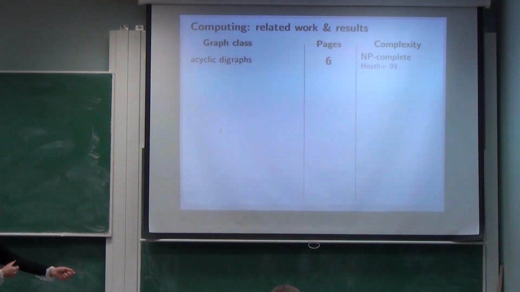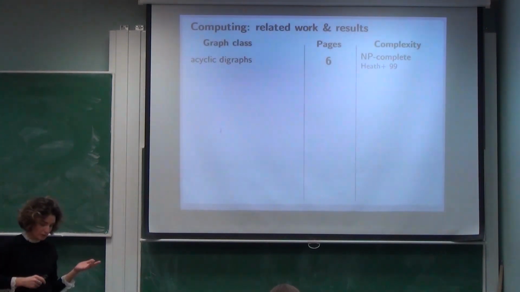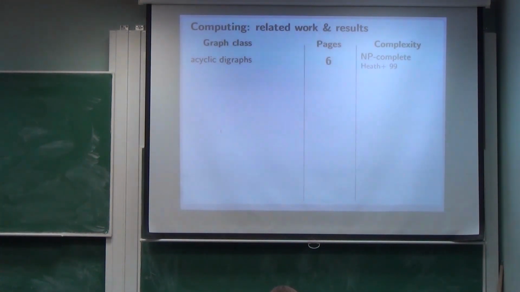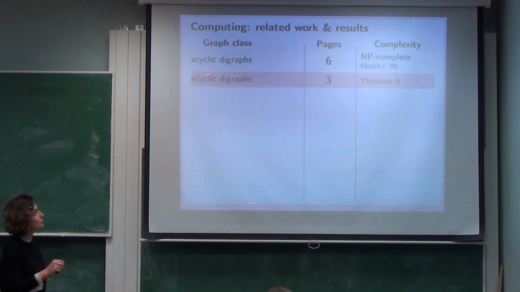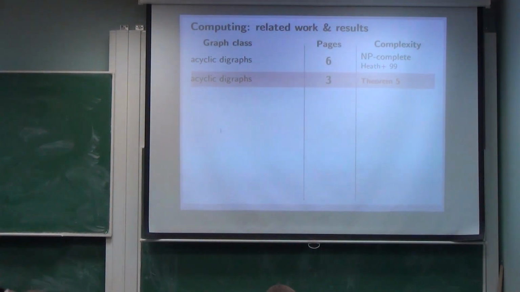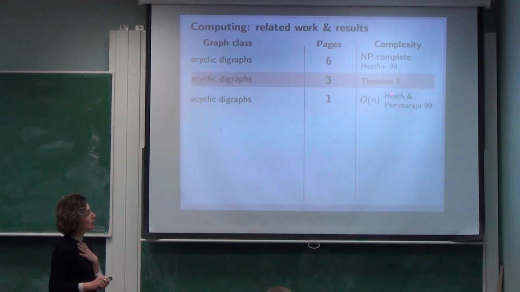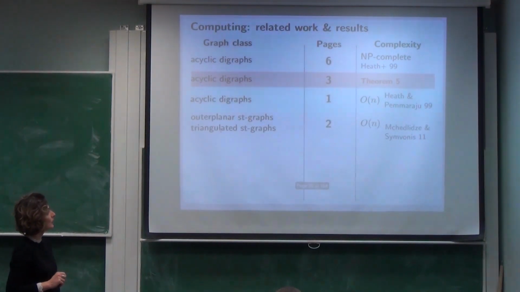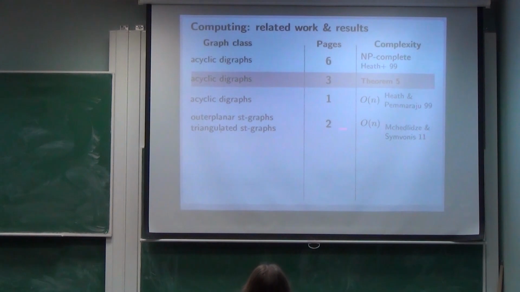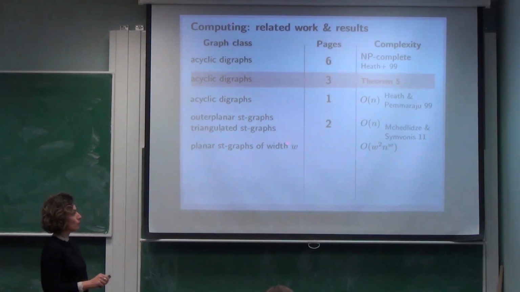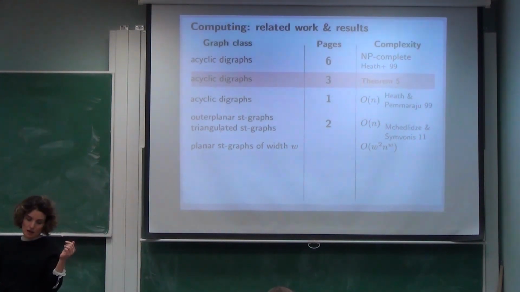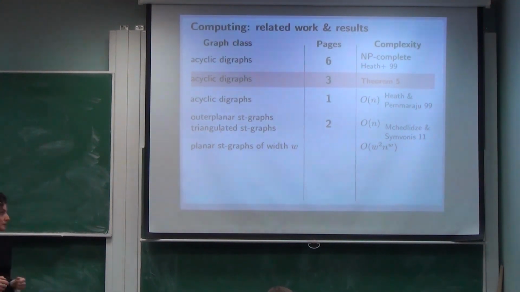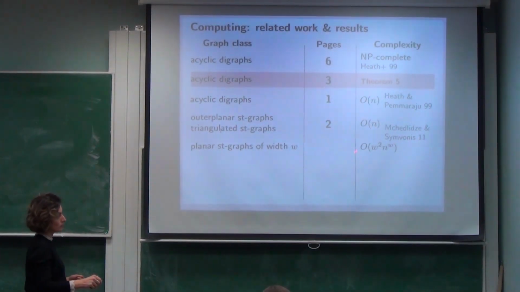So this second slide on the related work is about the decision problem. Given an upward planar graph and a particular number of pages, how expensive is it to decide? For acyclic diagrams and 6 pages, it was known that the problem is NP-complete. What we have shown in this work is that for acyclic diagrams and 3 pages, the problem remains NP-complete, but I'm not going to talk about this result here. For acyclic diagrams and 1 page, the problem can be decided in linear time. For outerplanar ST diagrams and triangulated ST diagrams and 2 pages, in linear time. For planar ST diagrams of width W, where the width W means that the maximum number of mutually independent vertices is bounded by W, we can decide in this time complexity.